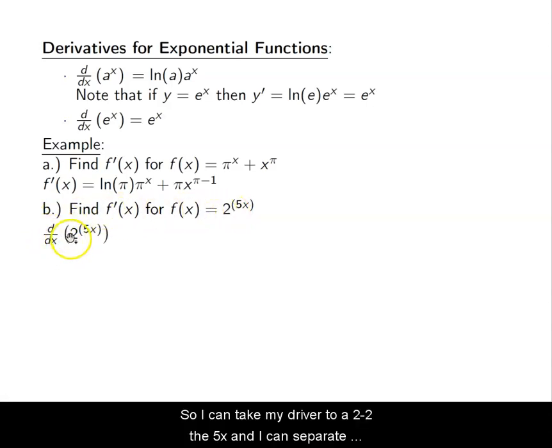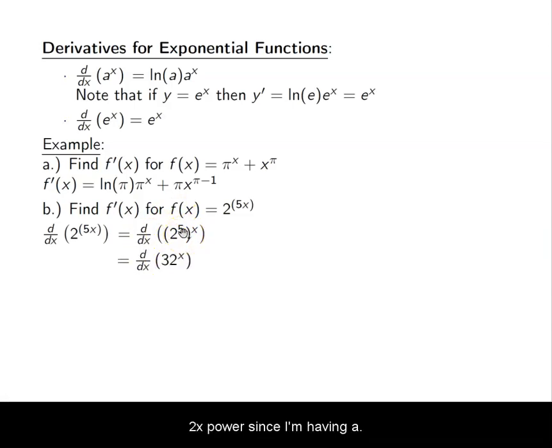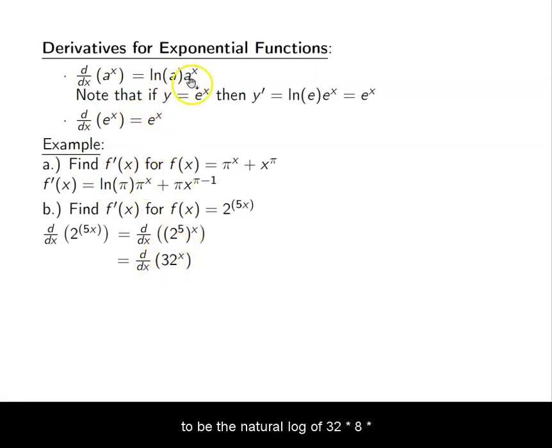So I can take my derivative of 2 to the 5x and I can separate that using my rules of exponents to try to make it easier. So it's like I have 2 to the 5th raised to the x power. 2 to the 5th I know is 32. So this can be rewritten as 32 to the x power. So instead of having it as 2 to the 5x, I use rules of exponents and I rewrite it as 32 to the power of x. So now that it's in the form that I want, that I'm familiar with, I can take its derivative. So the derivative of this is going to be the natural log of 32 times 32 to the x.